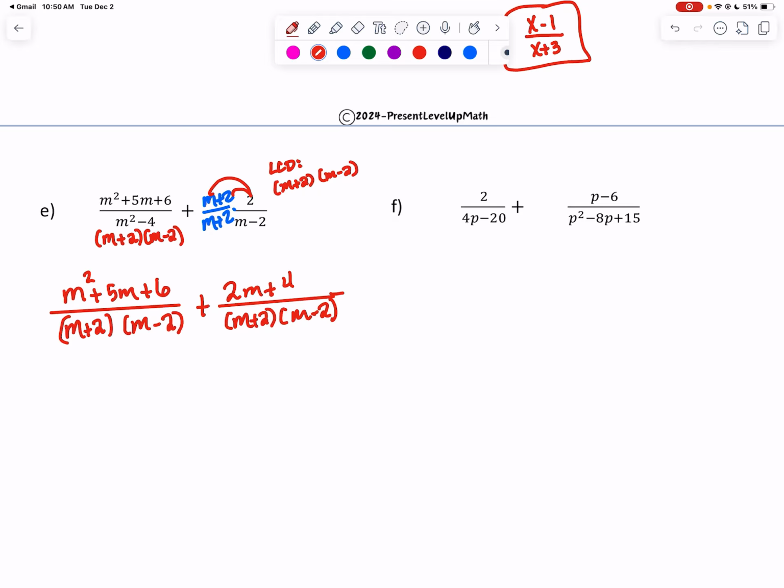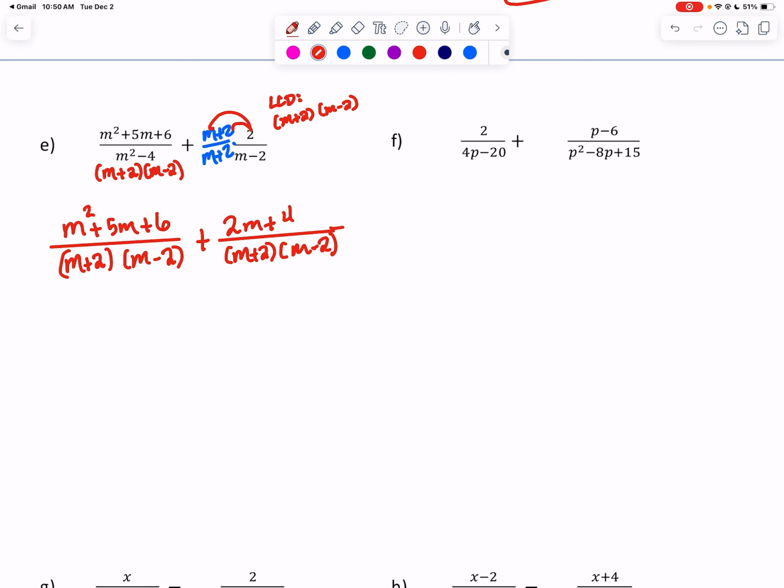All right, now this is addition, so we can just combine like terms. We have m squared, nothing to combine it with. 5m plus 2m gives me 7m. 6 plus 4 gives me positive 10. And then write down your LCD, which is m plus 2, m minus 2. Now, the last thing you want to do is look at your numerator, m squared plus 7m plus 10, and ask yourself, can that be factored?